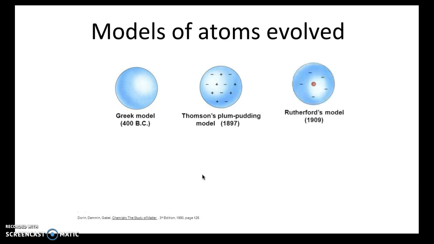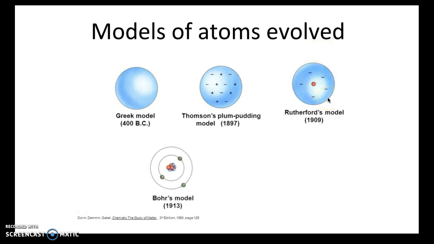The next model was the Rutherford model, and this model came from a very famous experiment called the Geiger-Marsden gold foil experiment. In this experiment, he determined that the nucleus is at the center of the atom. This nucleus is a dense, compact space which has all the positive charge, and around it are negative charges floating in space.